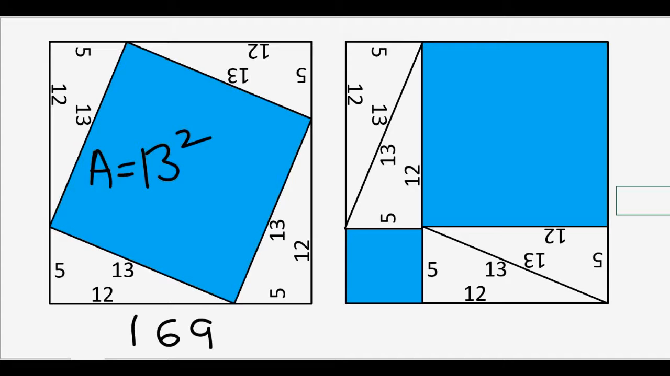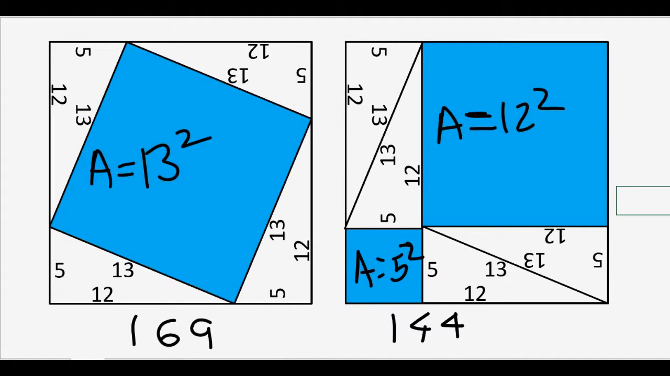But a lot of people will go ahead and, just to verify it, they're going to say the area of this part equals 12 squared. The area of this part equals 5 squared. So the blue area here equals 144 plus 25, which does in fact equal 169. So we can see by doing our calculations that 5 squared plus 12 squared does in fact equal 13 squared.